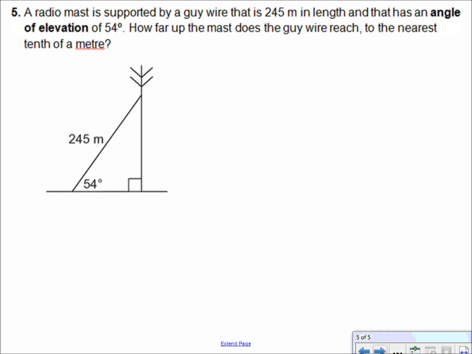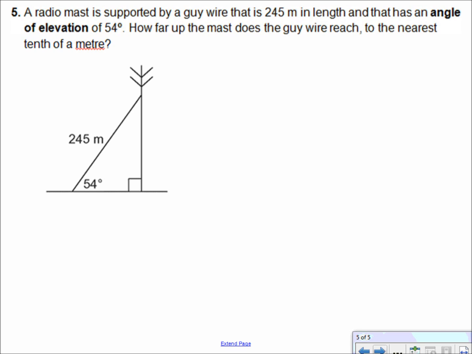Okay, so a radio mast is supported by a guide wire that is 245 meters in length and that has an angle of elevation. Angle of elevation means if I'm standing here and I'm looking up at something, that's my angle of elevation. If I was standing up on this table looking down, that would be my angle of depression, okay? So 54 degrees. How far up the mast does the wire reach to the nearest tenth of a meter?